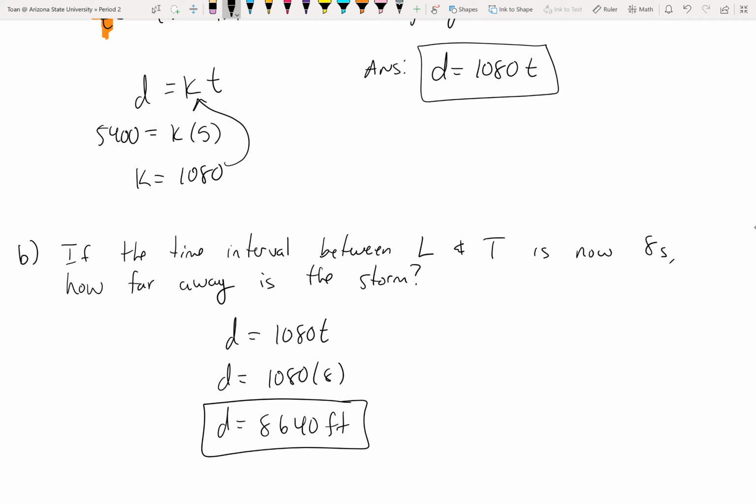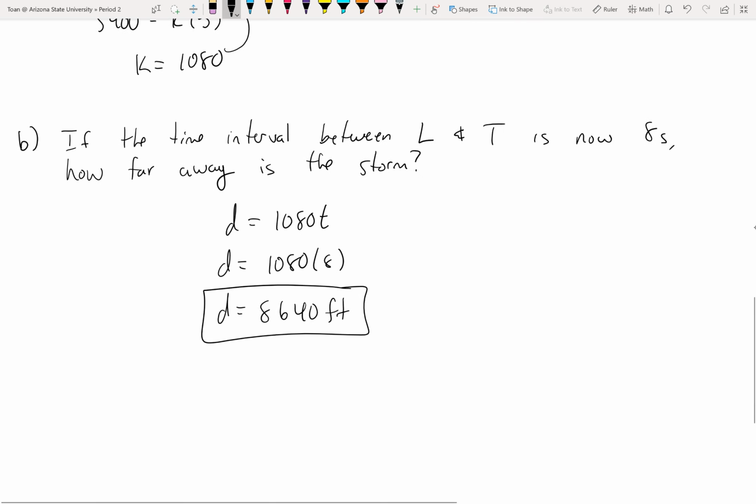So if you hear a storm in this particular problem, if you hear a storm 8 seconds in between thunder and lightning, it's about 8,640 feet away from you. And by the way, this is how storm trackers really work. They measure the distances between lightning and thunder, do some calculations. They can calculate how far a storm is.